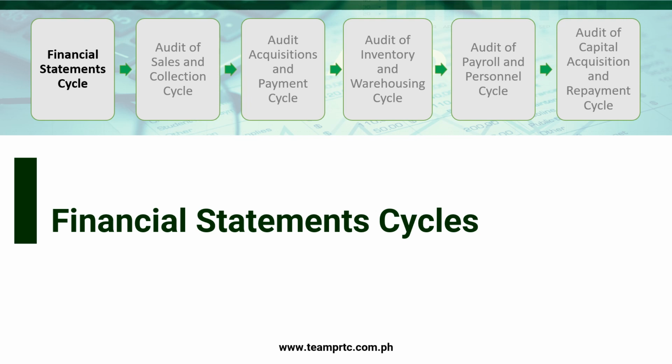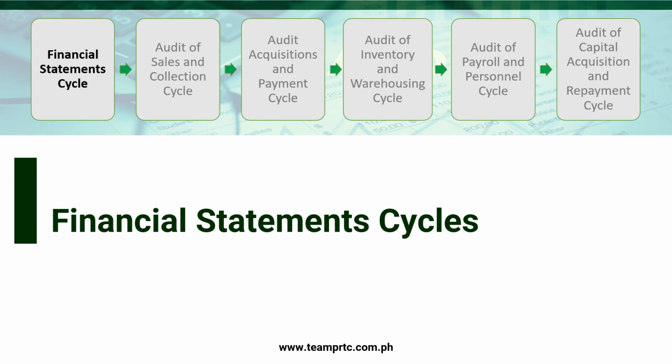Now, the reason why we have to study these transaction cycles under auditing is that in practice, auditors divide or segment their audit into smaller parts to make it more manageable and to make performance of audit procedures more efficient. There are different ways to segment the audit. Some audit teams divide the audit work per FS line item. For example, audit of cash and cash equivalents, audit of receivables, audit of inventory, and so on and so forth.